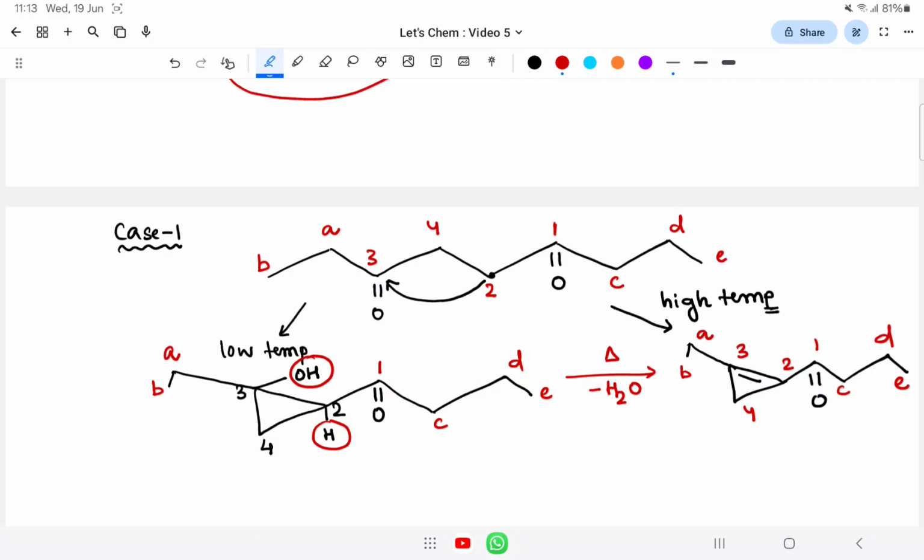Okay, now see, in high temperature, if I get into the stereochemistry part and check the hybridization of the carbons here, let's check the ring formation part, and whether the ring at low temperature is more strained or the ring at high temperature is more strained.